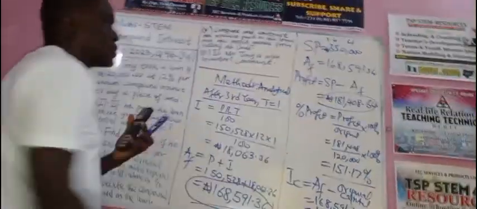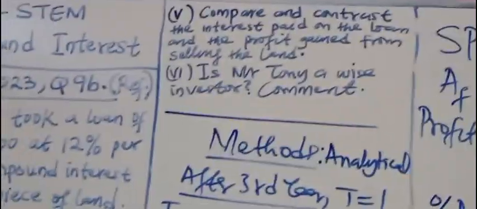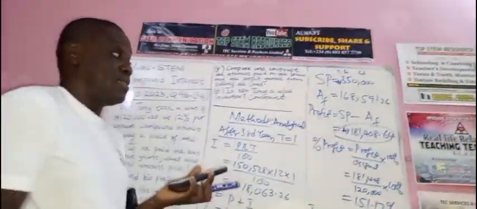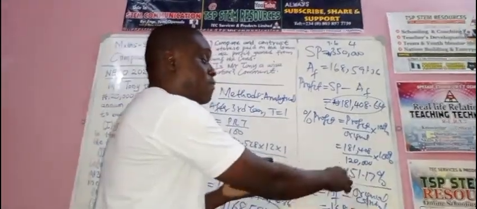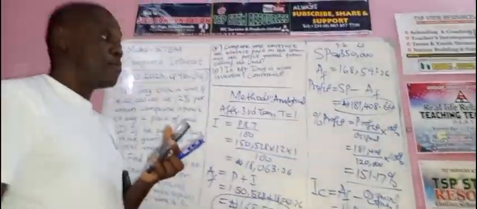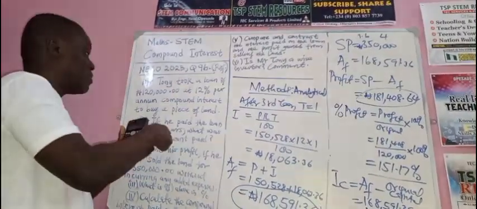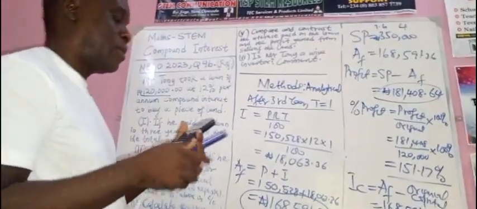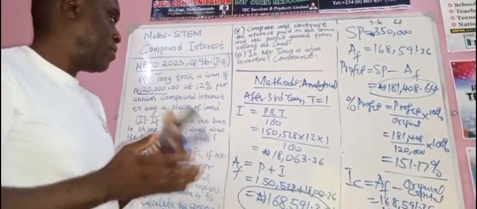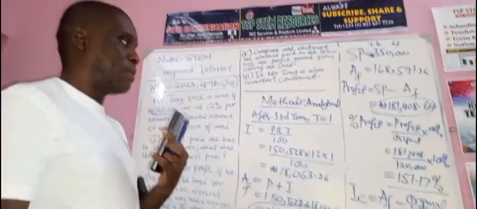Then, is Mr. Tony a wise investor? Comment. Is Mr. Tony a wise investor? Of course, you can see that he was able to make 151.17% profit from borrowing 120,000 naira. Yes, he is a wise investor. I hope you understand that. This goes for junior secondary school, senior secondary school class examination.